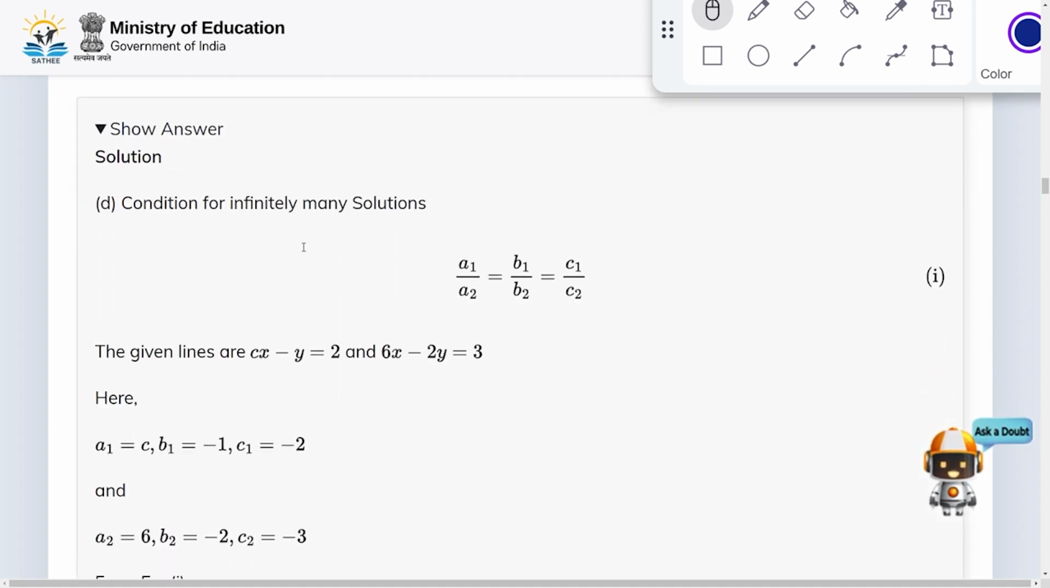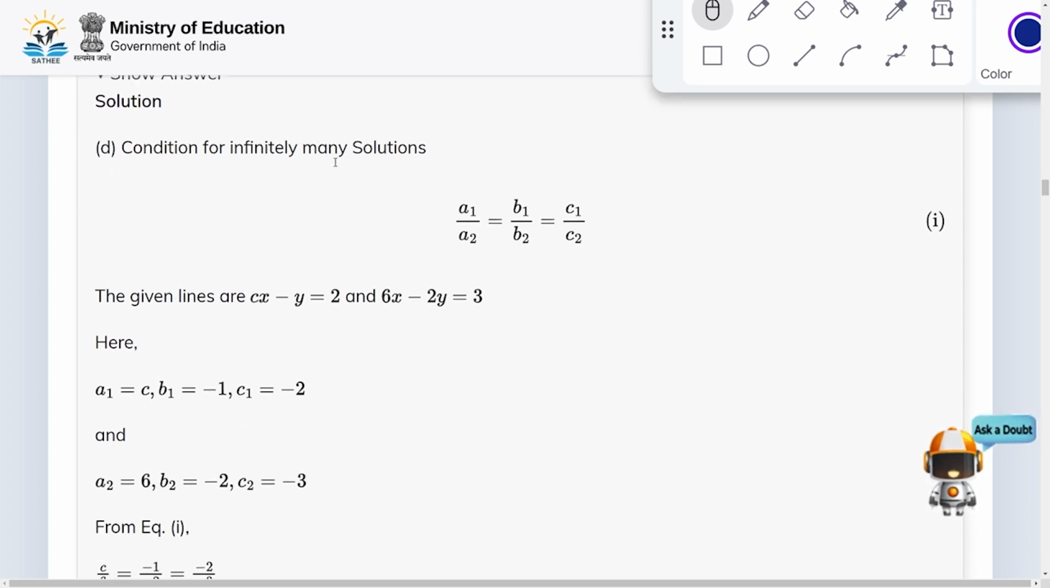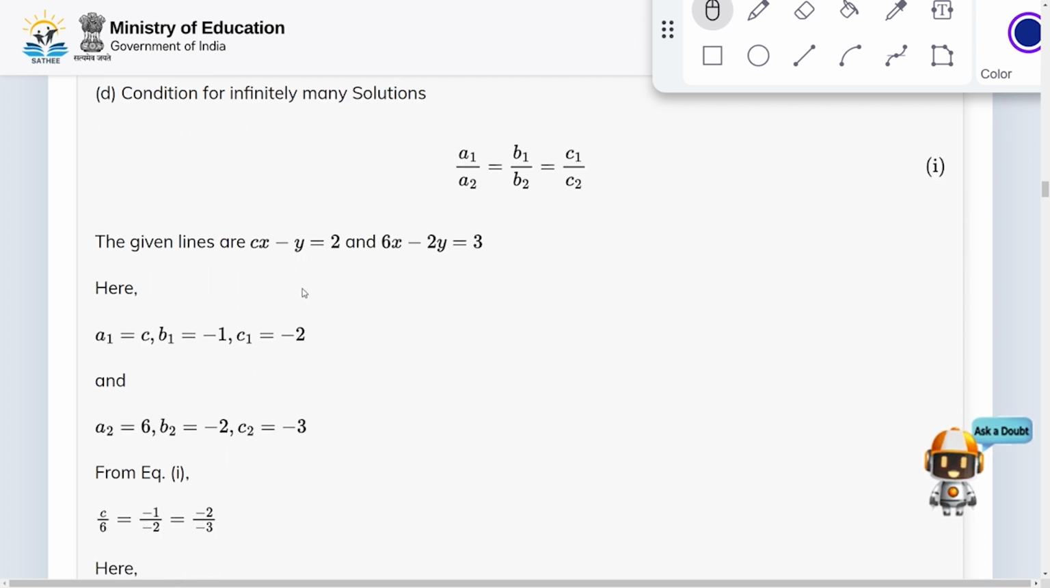So if you see the solution here, the condition for infinitely many solutions is A1 by A2 is equal to B1 by B2 is equal to C1 by C2. Okay, and here the given lines are cx minus y is equal to 2 and 6x minus 2y is equal to 3. So here A1 is equal to c, B1 is equal to minus 1 and C1 is equal to minus 2. Okay, and A2 is equal to 6, B2 is equal to minus 2 and C2 is equal to minus 3.